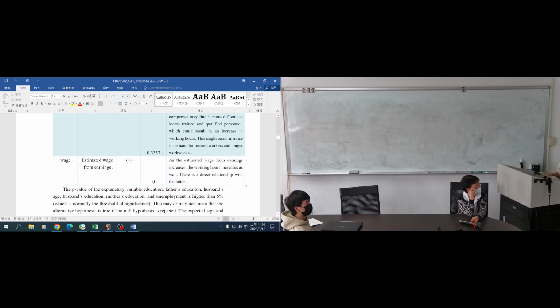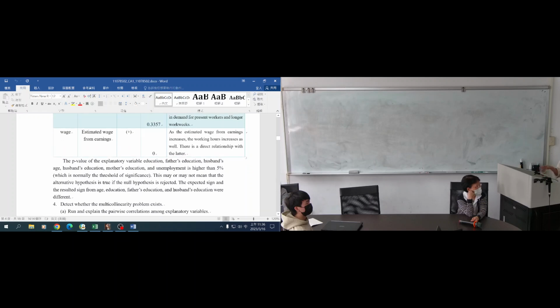And then we don't have an expected sign for the estimated wage. For the p-values of the explanatory variables, education, father's education, husband's age, husband's education, mother's education, and unemployment are higher than 5%, which is normally the threshold of significance. I just saw that on the internet. This may or may not mean that the alternative hypothesis is true if the null hypothesis is rejected.